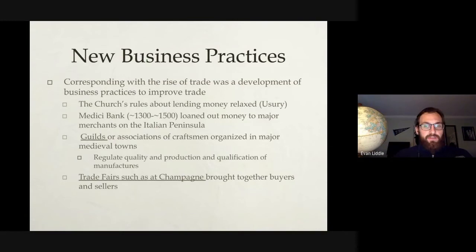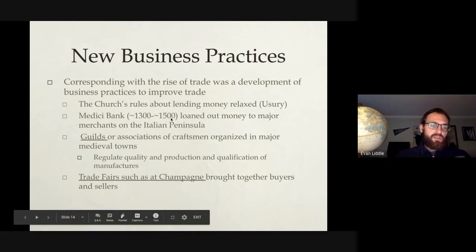Outside of the medieval towns, you begin to see the rise of trade fairs, the most famous of which was the Champagne, which brought together buyers and sellers. You had buyers coming from Italy with money from all of their trade in the Mediterranean, wanting to buy goods from Northern Europe, such as wool or animal skins or wood. And these trade fairs brought together the buyers and the sellers. And this allowed for increased interregional interaction.